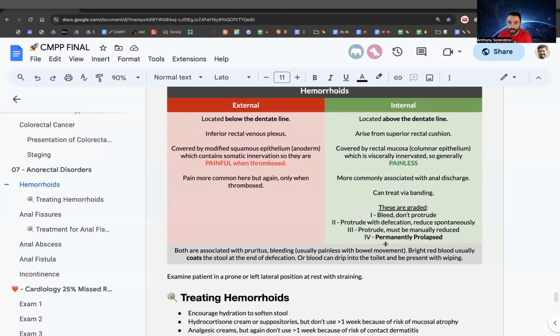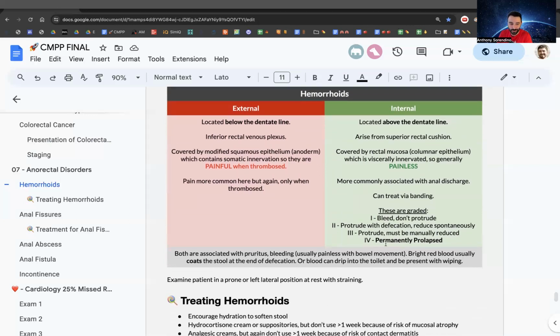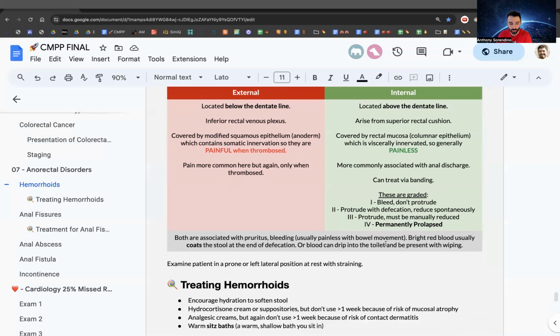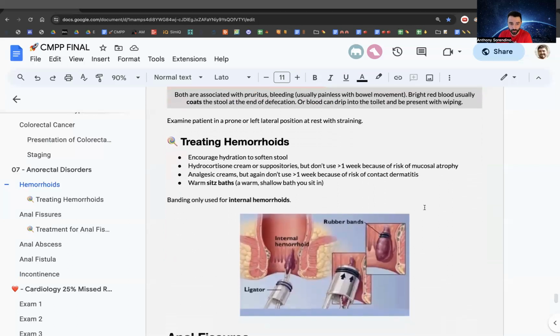Both external and internal hemorrhoids are associated with pruritus, bleeding, bright red blood, usually coats the stool at the end of defecation, or it drips into the toilet afterward. That's that question we were talking about, is the blood in your stool or is it on your stool? So this, you're going to see it on your stool.